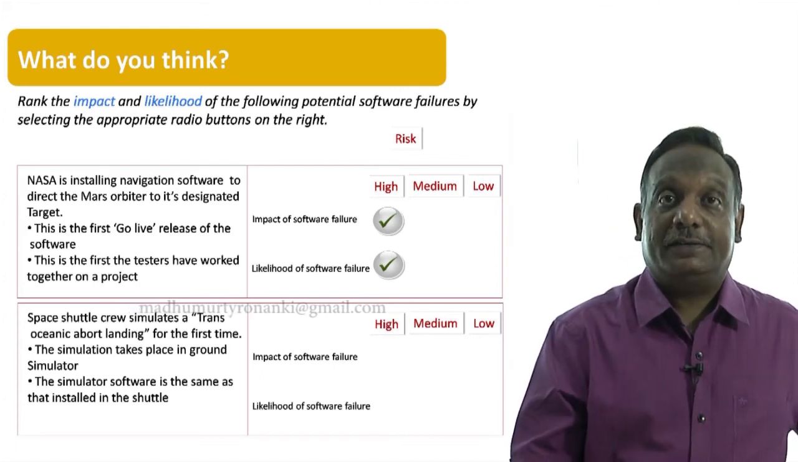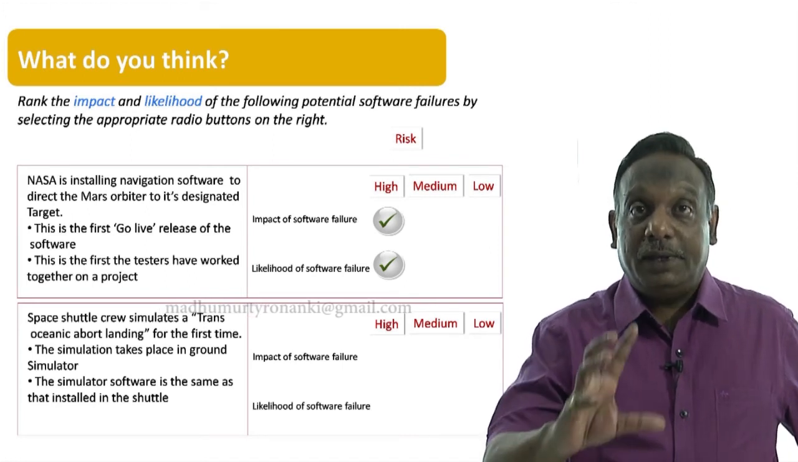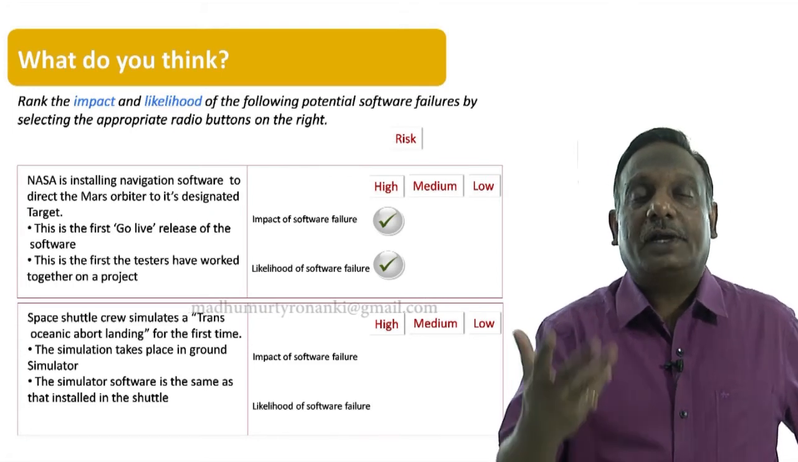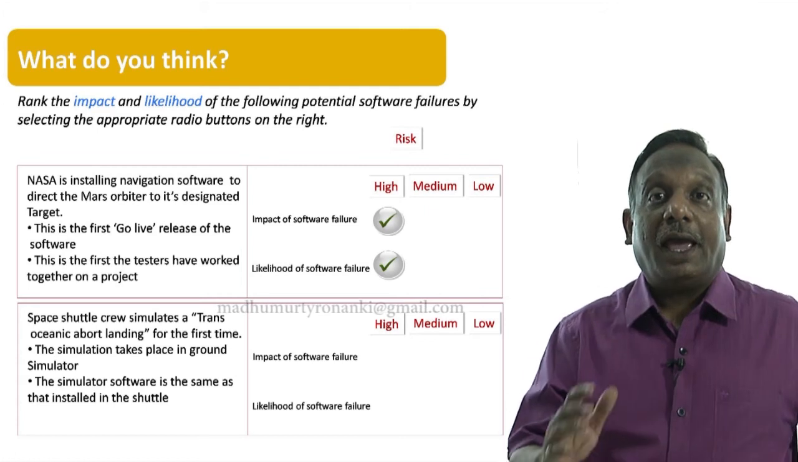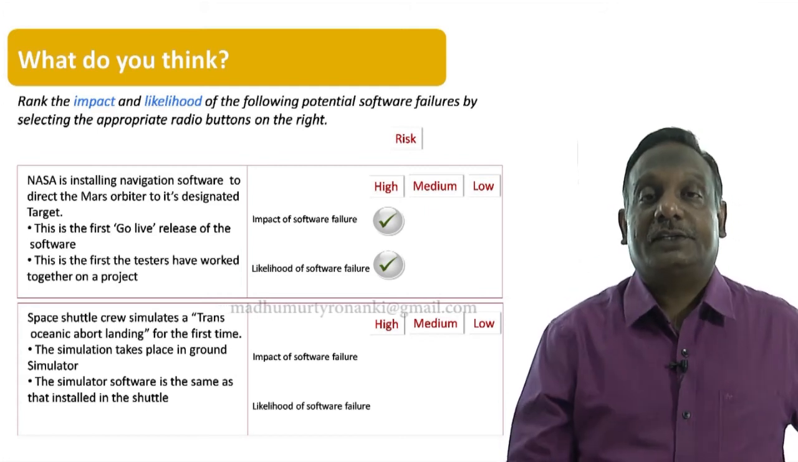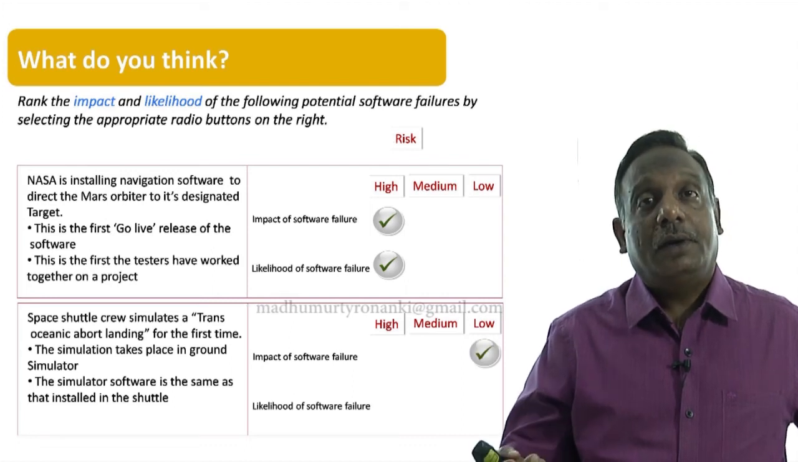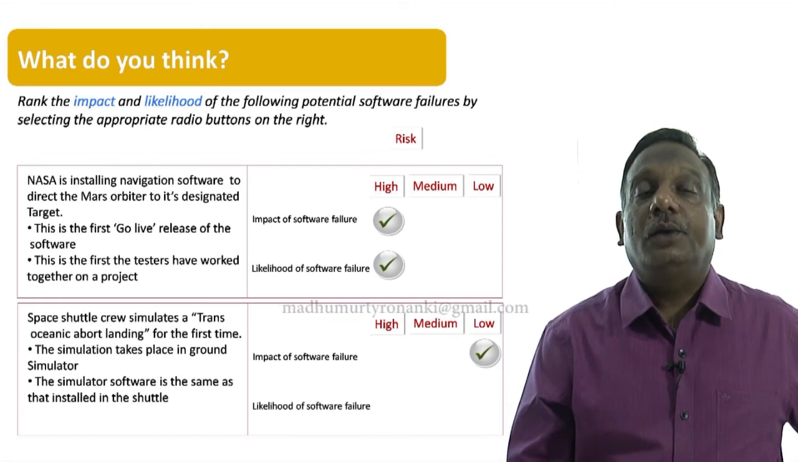Compared to the first case, here we are testing software that will be used inside a simulator. It's in a ground kind of experiment. So definitely the impact is not going to be as high as it was in the first case. So how do you rate the impact of software failure? Low. Compared to definitely the first one, it's going to be low.